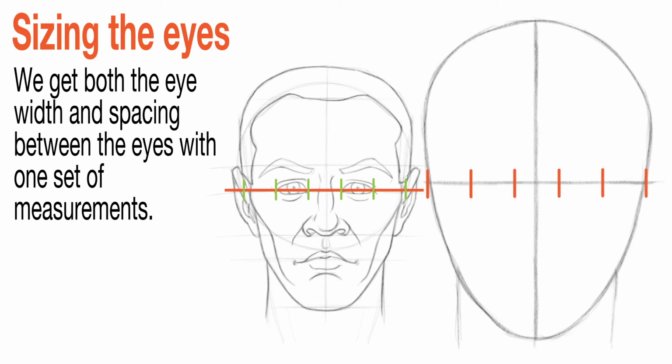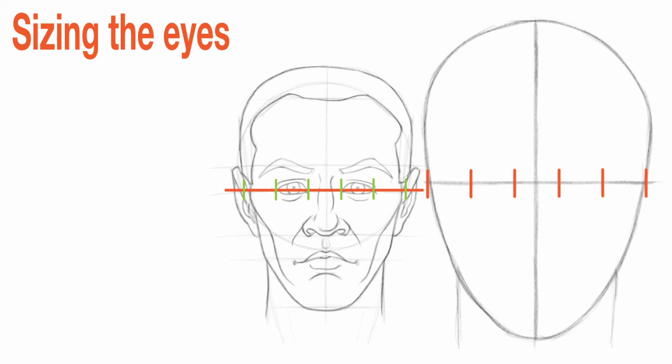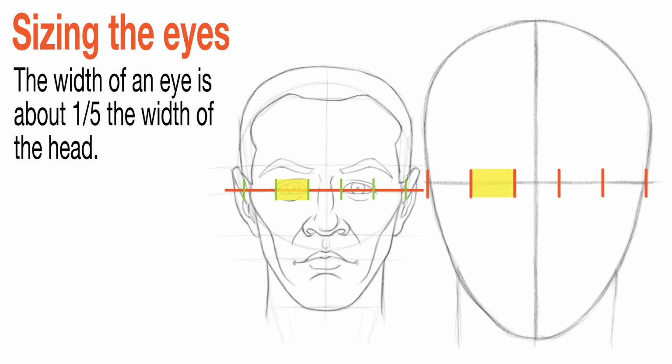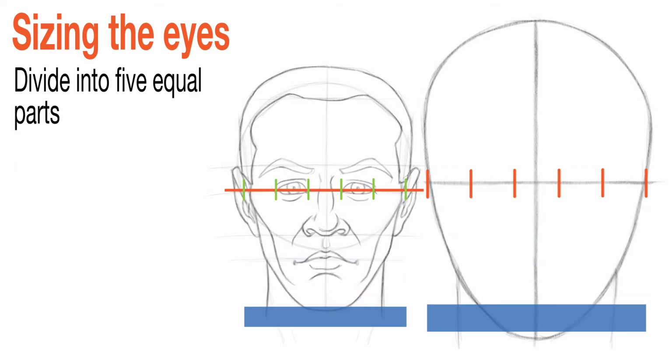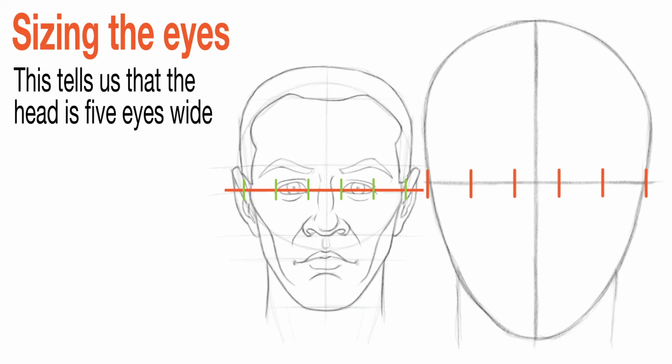The good news is we can determine both the width of the eyes and the distance between the eyes with one set of measurements. Let's start with the width of the eyes. The width of the eye is about 1/5 the width of the head. If we divide the head into 5 equal parts, we'll get the measurement for the width of an eye. If we were to reverse the wording of this guideline, we'd learn that the head is also 5 eyes wide.